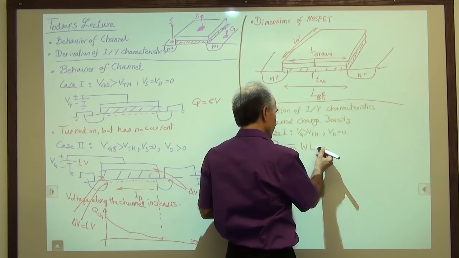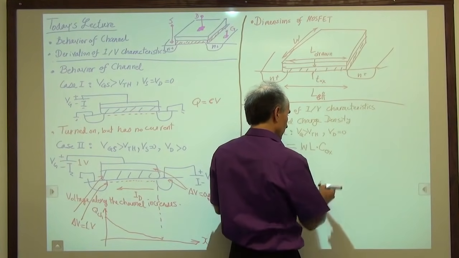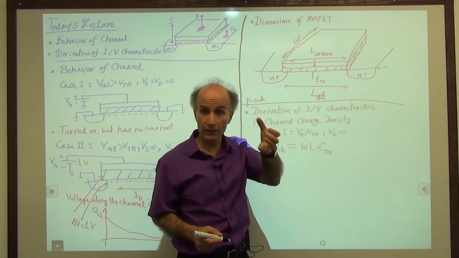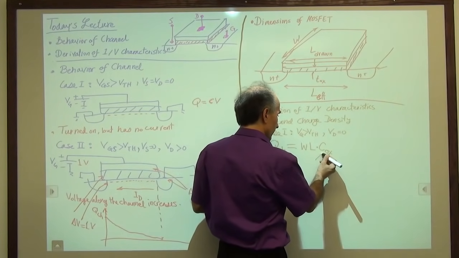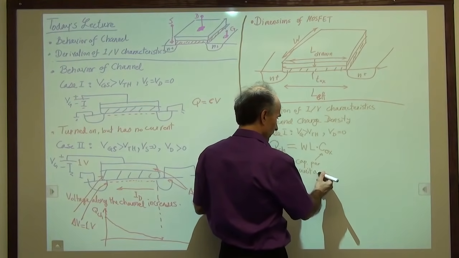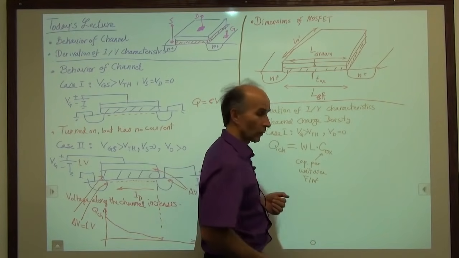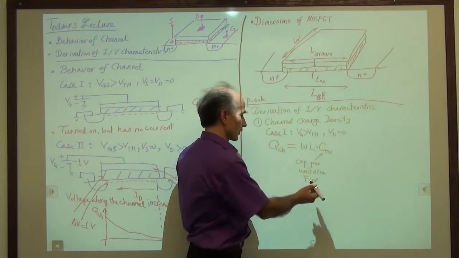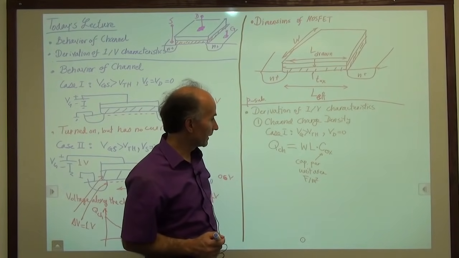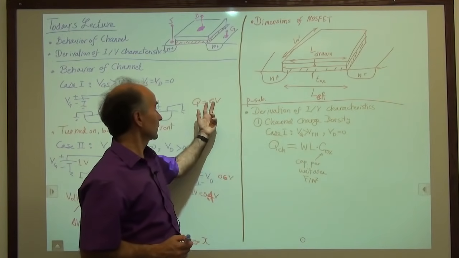Area of the device times some quantity, which is easy to find, and that's called C aux. C aux is the capacitance of the structure per unit area, per meter squared, per micron squared, whatever you like. So C aux itself is capacitance per unit area. The unit would be, for example, farad per meter squared, or more interestingly, femtofarad per square micron or something. So the area of the device times the capacitance per unit area gives us the total capacitance. So that's this term here.